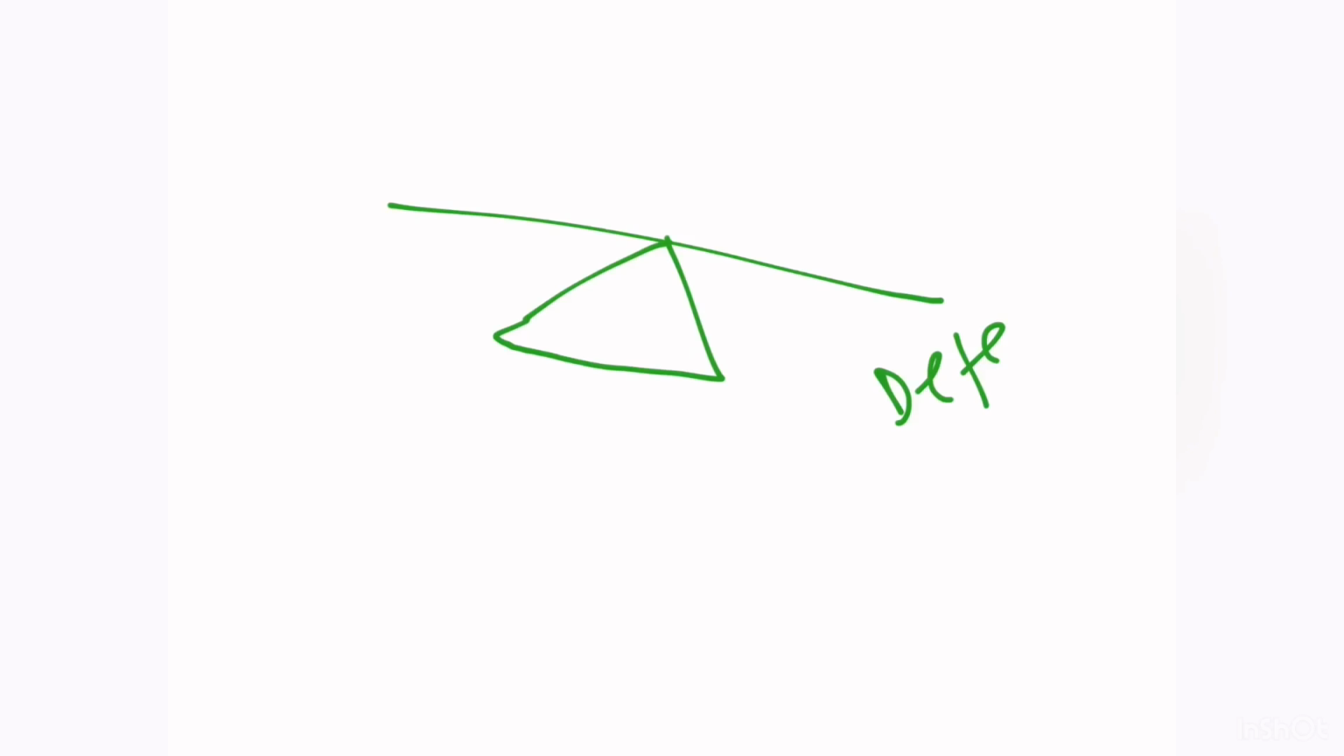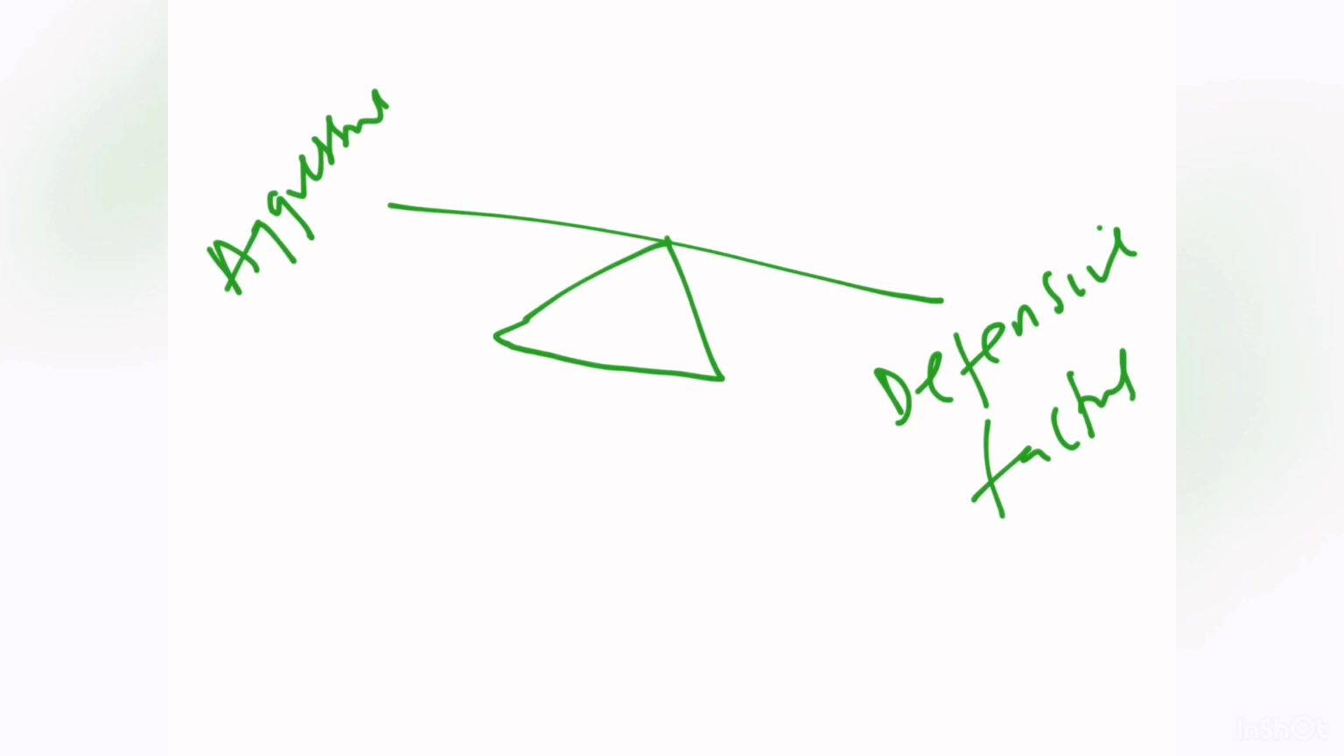And the problem that happens is we have an imbalance between defensive and aggressive factors in the stomach. So let me show you the imbalance. The scale is imbalanced. So here we have the defensive factors, which are low, and here are the aggressive factors, which are higher. So now what are these defensive factors?